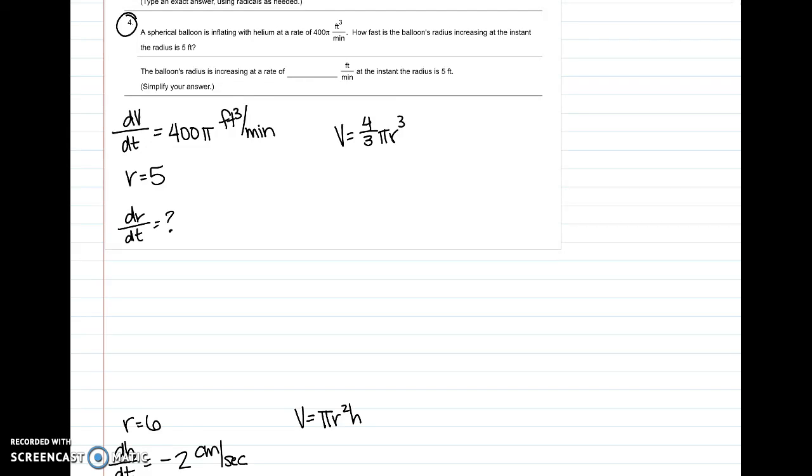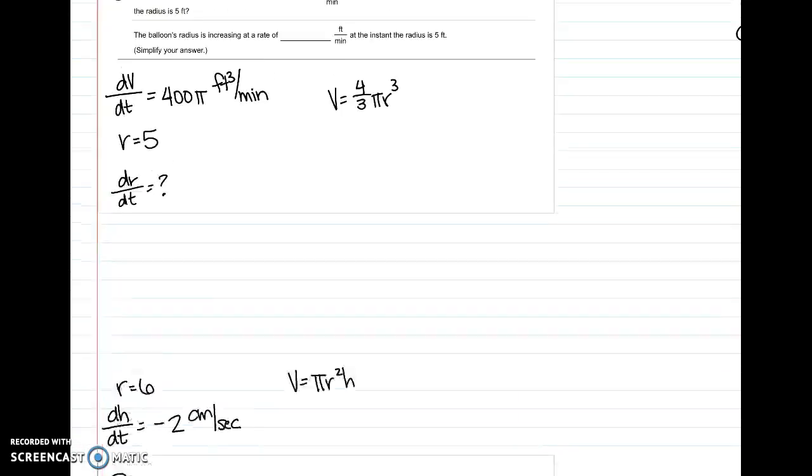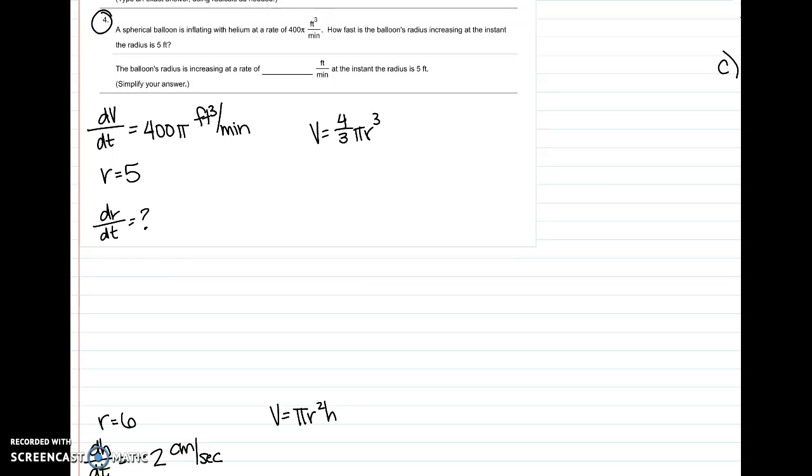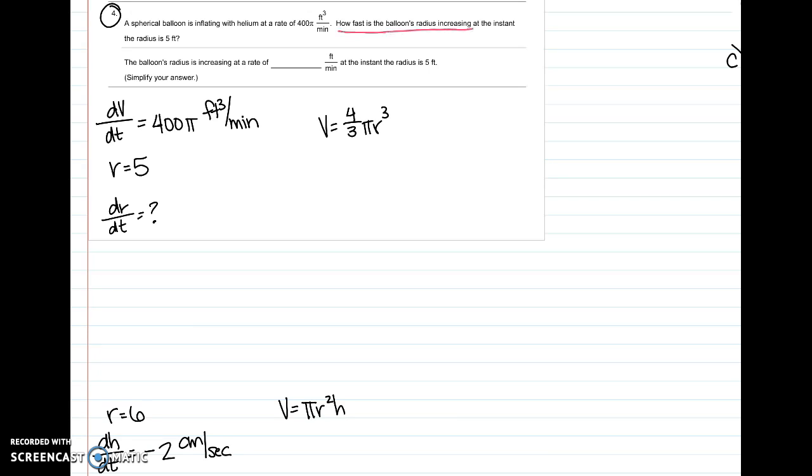All right, let's do numbers 4, 5, and 7. Okay, this is again from your related rates homework. So, number 4, a spherical balloon is inflating with helium at a rate of 400 pi cubic feet per minute. Okay, so our unit helps us, right? Cubic feet is a unit of volume per minute. So this is a change in volume over change in time. So we're going to call it dV/dt. How fast is the balloon's radius increasing? So there's our question mark, right? dr/dt. How fast is the radius increasing at the instant when radius is 5 feet?